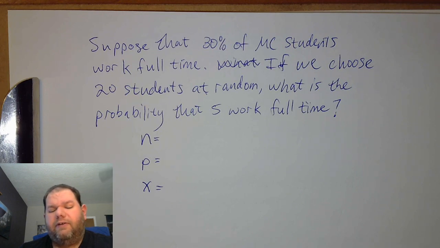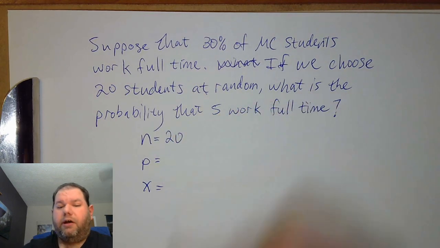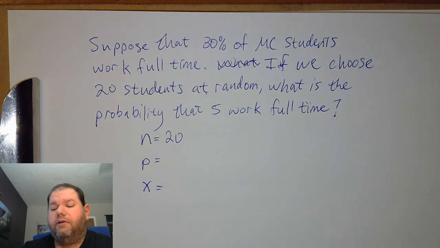In this case, it's not quite as literal, because we've chosen 20 students at random, and so we basically have to determine, is it possible that 5 of these work full-time, or how possible is that? But our 20 students will be our number of trials. It turns out that N can either represent the sample size or the number of trials, and it's equally valid in this case. So 20 is more like the sample size in this situation.